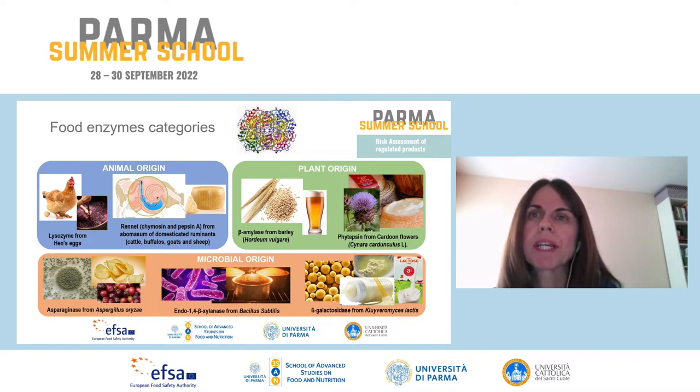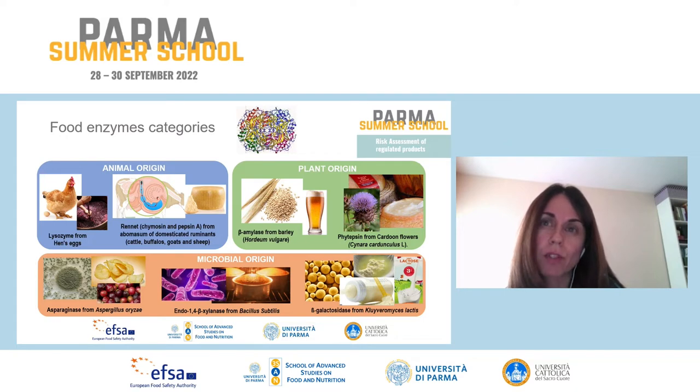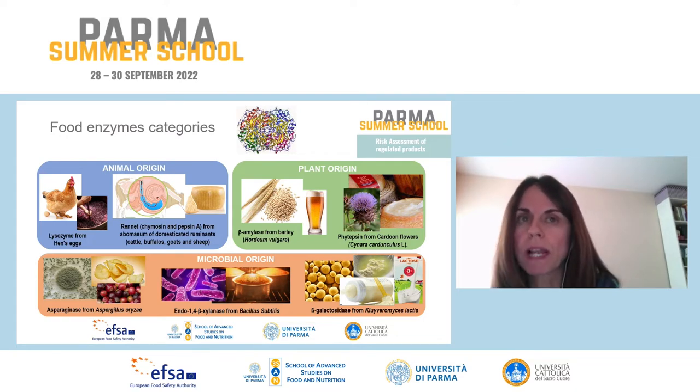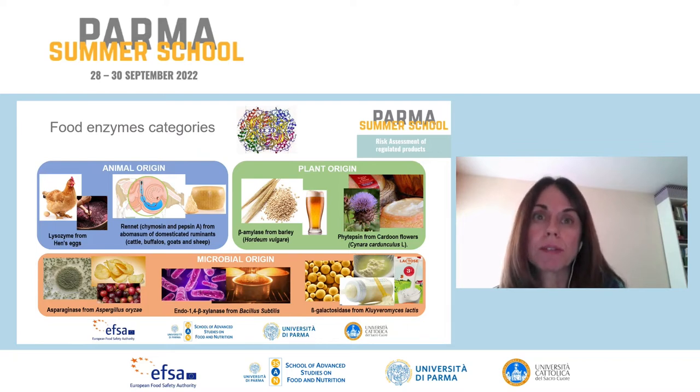Another interesting plant source are flowers. Here in this picture, we can see cardoon flowers, which are used to obtain phytepsin, which is basically a vegetal rennet or plant coagulant. So the enzyme has been traditionally used, but is currently used as well in cheese elaboration.